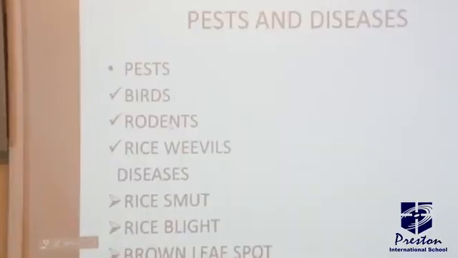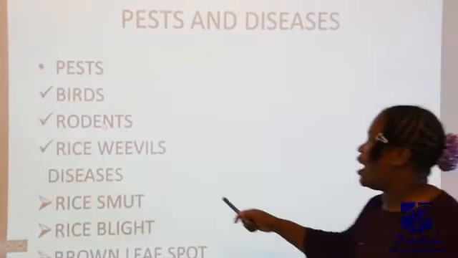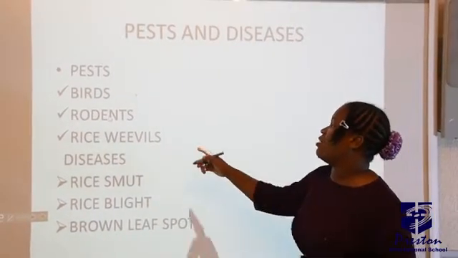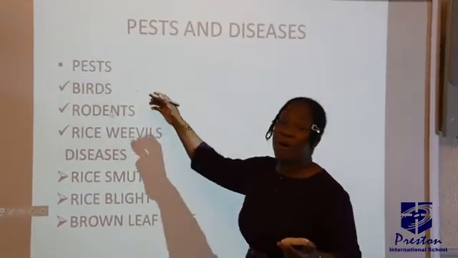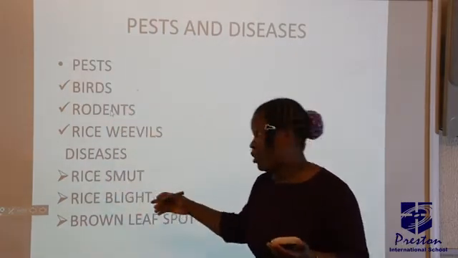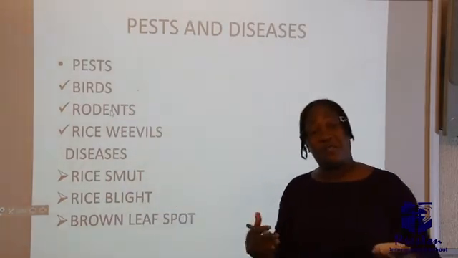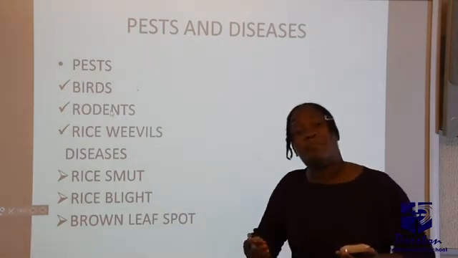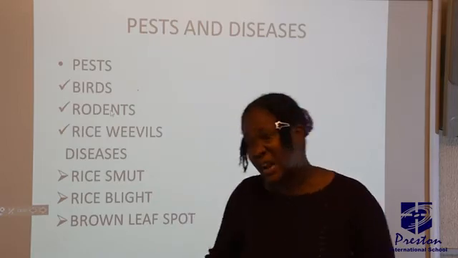Now, let's look at the pests and diseases. The pests are the birds, the rodents, and the rice weevils. The birds will feed on it, while if you don't harvest early enough, the rodents will also feed on it. And then the rice weevil, if you don't bag it well or you do not preserve it well.